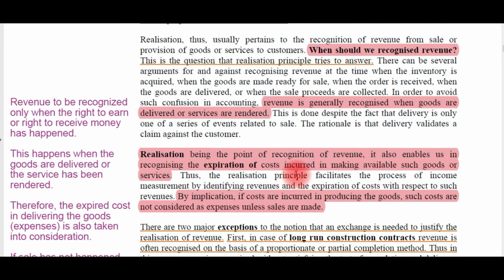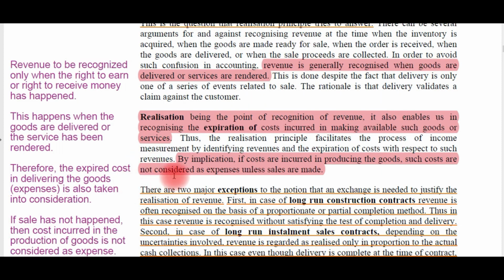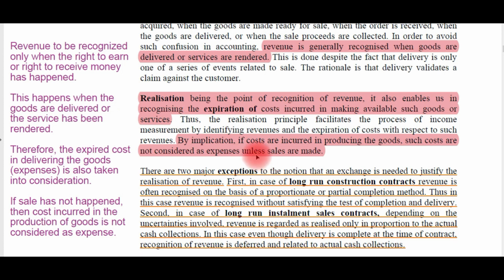By taking that into account, as a consequence, it also considers the expiration of costs incurred in making available such goods or services. Meaning, for generating that revenue, what costs have been incurred, how much cost has expired, or how many assets have been consumed in generating that revenue. That aspect also will be taken care of. So that is about the realization principle.